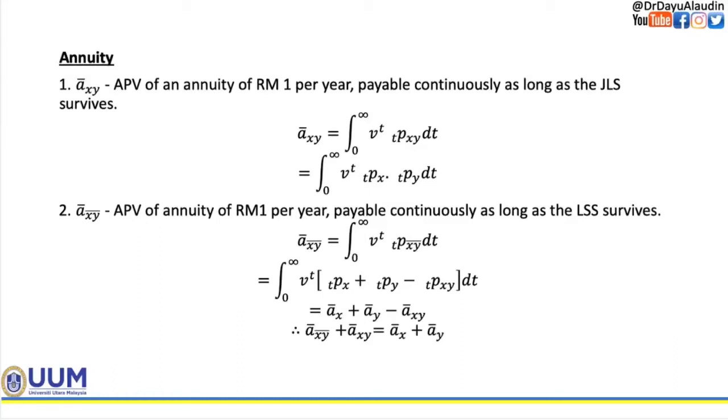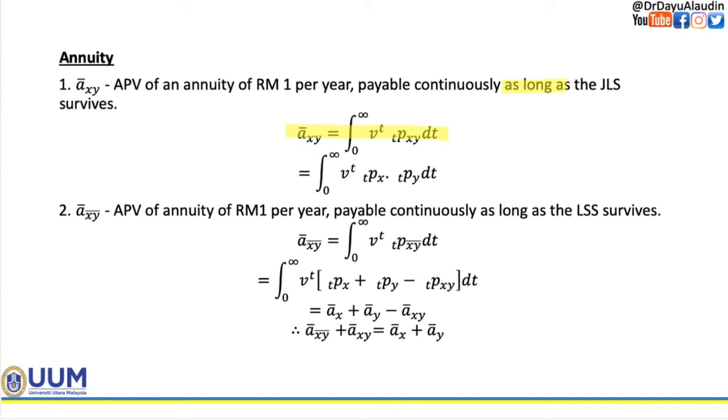Next section is annuity. First, the actuarial notation for annuity is a-bar XY. It defines the APV, or actuarial present value, of an annuity of RM1 per year, payable continuously as long as the JLS survive. So, as long as the JLS survive, the lower bound is 0 and the upper bound is infinity.